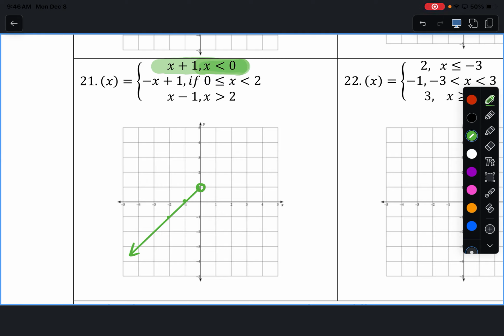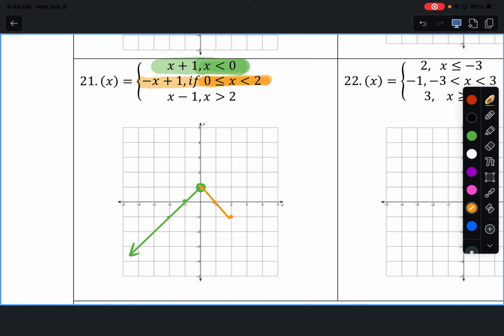All right, now we have the next piece. Negative x plus 1 if x is between 0 and 2. What is our y-intercept there? Plus 1. What is our slope? -1. So this is between 0 and 2. I need to go down 1 over 1, down 1 over 1. Do I need to bother going past 2? No. And we connect our lines.